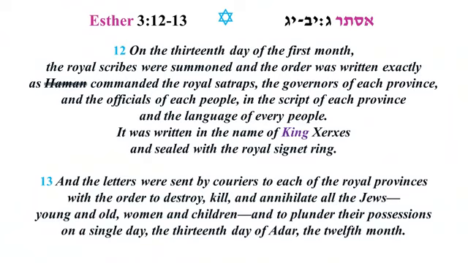Verse 12. Then the king's scribes were summoned on the 13th day of the first month, and it was written just as Haman commanded to the king's satraps, to the governors who were over each province, and to the princes of each people. Each province according to its script, each people according to its language, being written in the name of King Ahasuerus and sealed with the king's signet ring.